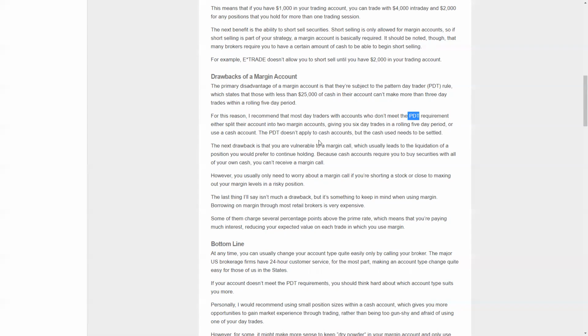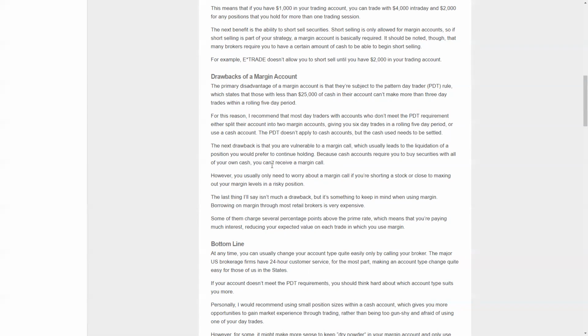The PDT doesn't apply to cash accounts, but the cash used needs to be settled. Okay. So you have to wait for those funds to settle in order to do that. The next drawback is that you're vulnerable to that margin call, which usually leads to the liquidation of a position you would prefer to continue holding.